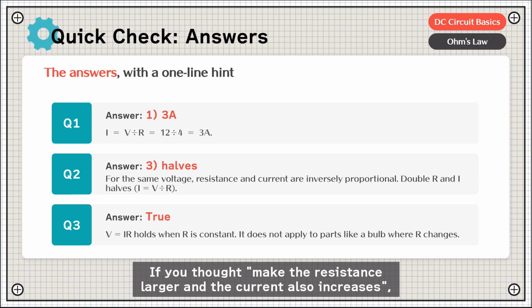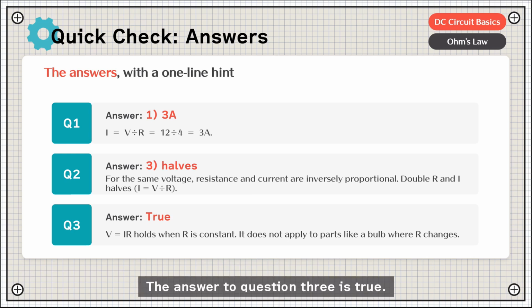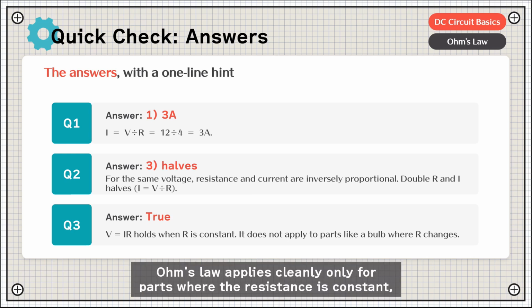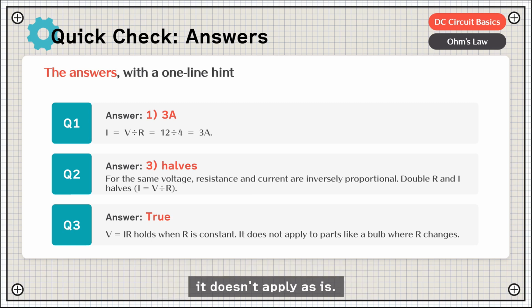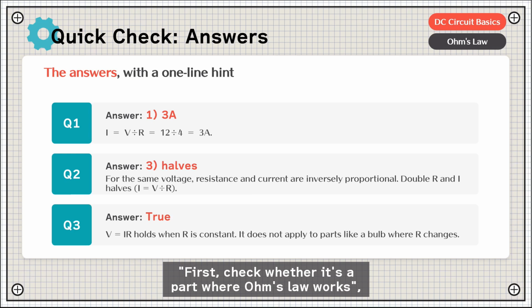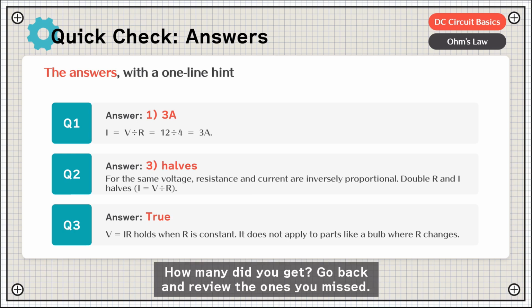If you thought that making the resistance larger makes the current also increase, be careful not to mix up the direction here. The answer to question 3 is true. Ohm's law applies cleanly only for parts where the resistance is constant, such as a resistor. For parts like a bulb, where the resistance itself changes with conditions, it doesn't apply as is. First, check whether it's a part where Ohm's law works. That was the important thing. How many did you get? Go back and review the ones you missed.